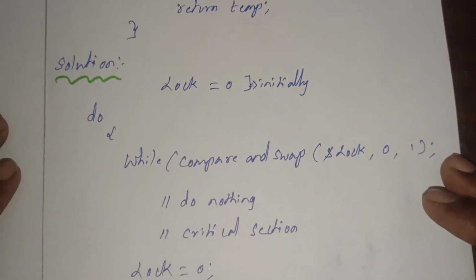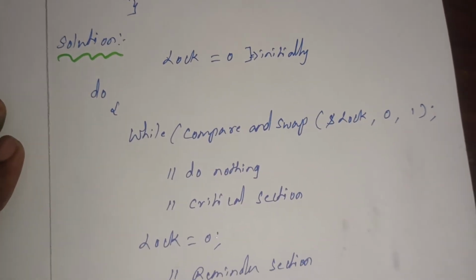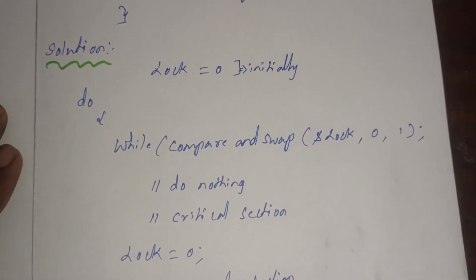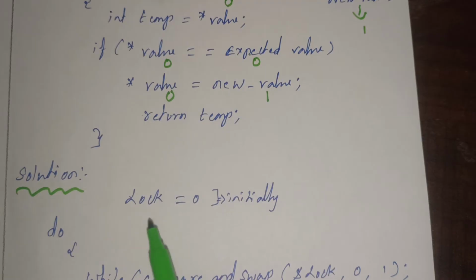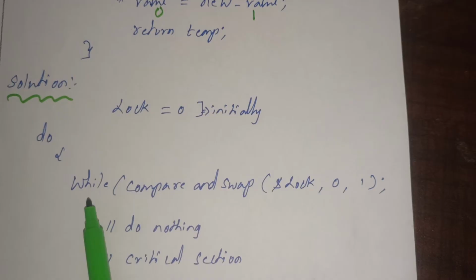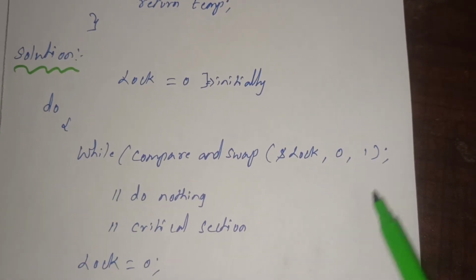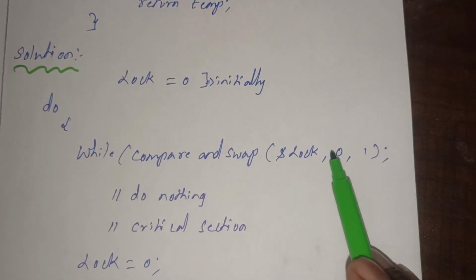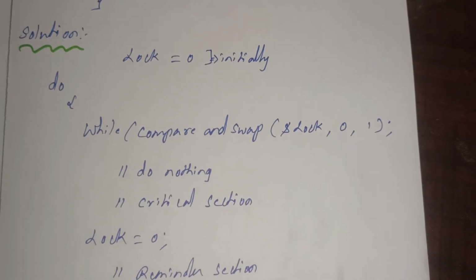Let me explain with one particular solution here. I told you already, lock is equal to 0 initially, so the lock value will be initialized as 0. That means 0 is empty, as I told you in this definition. That lock represents the pointer value in the definition. Let's see how exactly it works. I am again using this while loop with a semicolon. If the condition is true, it will never break. If it is false, it will break and enter into the critical section.